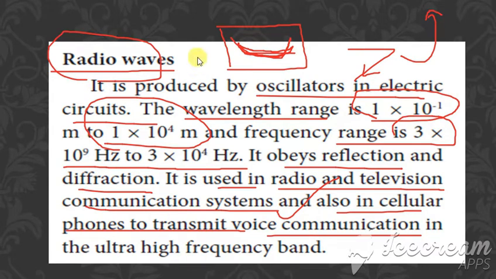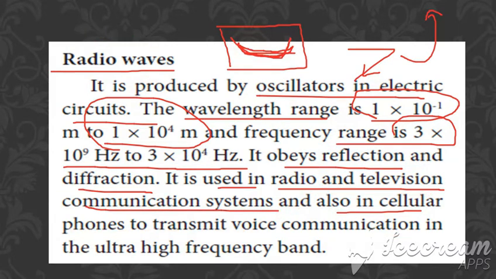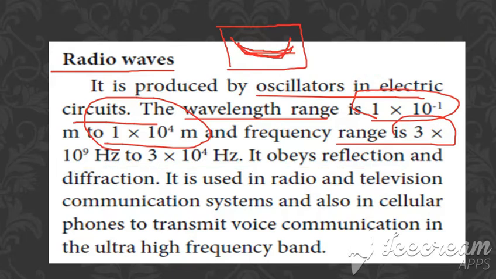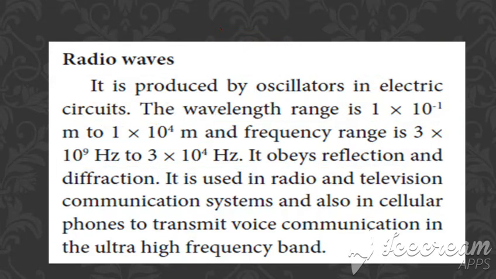So how is it produced? It is produced because of the oscillators in the electric circuit. What is the wavelength range? It is 1 into 10 power minus 1 to 1 into 10 power 4. Its frequency range is 3 into 10 power 9 to 3 into 10 power 4. It obeys reflection and diffraction. It is used in radio and television, also in cellular phones for communication systems. In each and every wave we are going to see how it is produced, what the frequency range is, and where it is being used. First we have seen the radio waves.